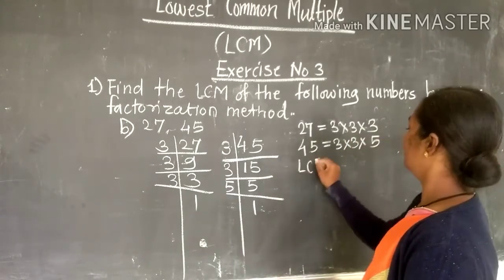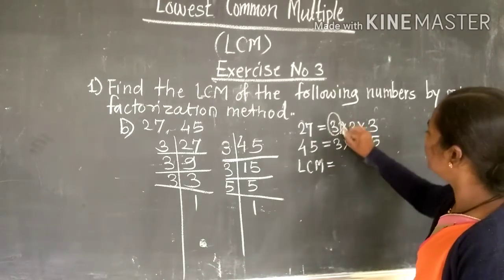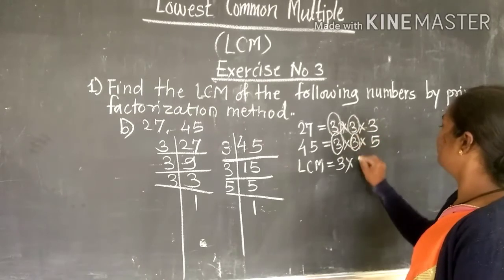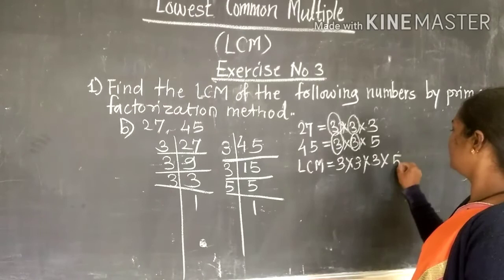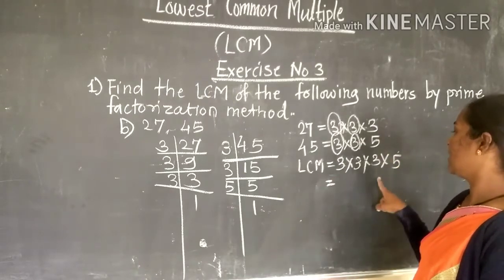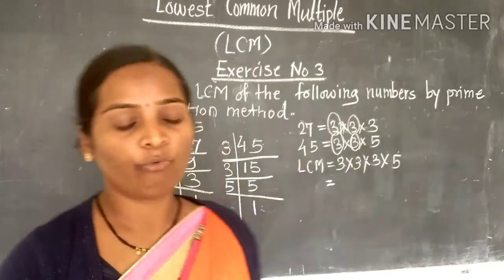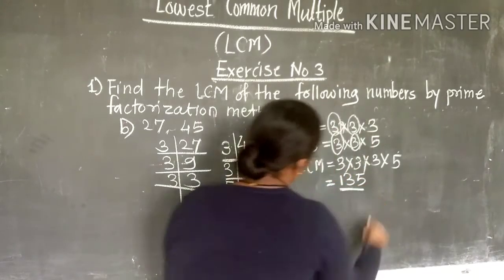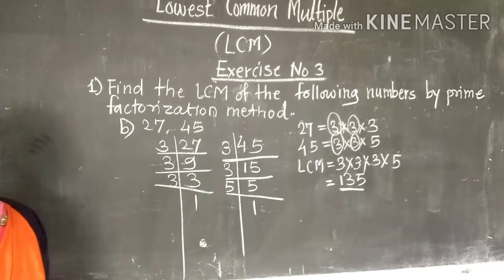For the LCM what do we have to do? Here 3 and 3 are common, and the remaining is 3 into 5. Let's do the product. 3 3s are 9, 9 3s are 27, and 27 5s are what? 135. This is your LCM for these two numbers 27 and 45.